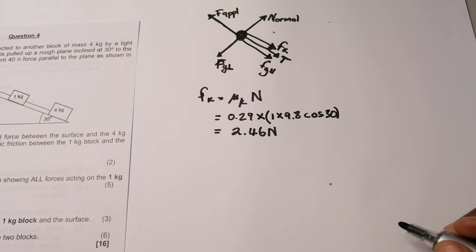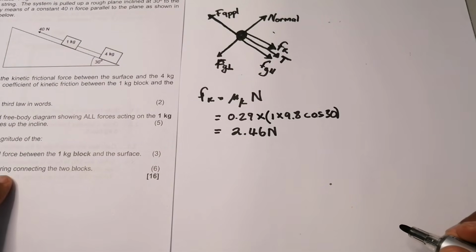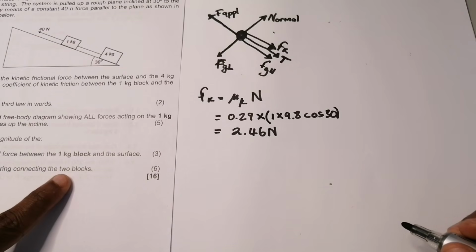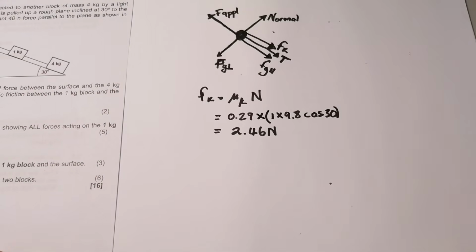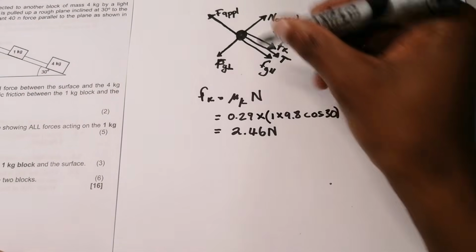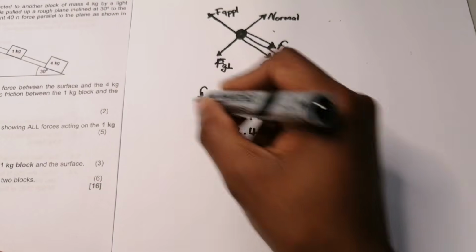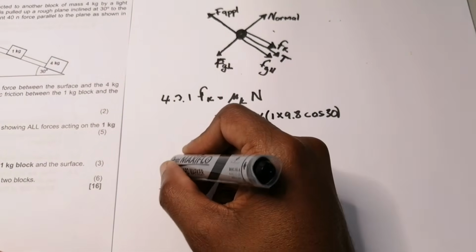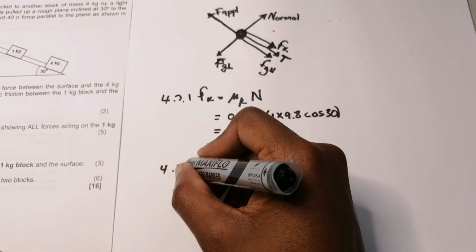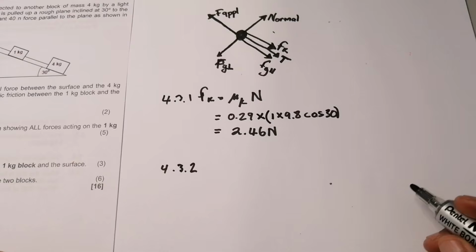Right, next question. Okay, they say now calculate the tension in the string connecting the two blocks. All right, so it's going to be quite a bit of work, but we are equal to the task, right? So now look at this. What are we going to have? Okay, so now this was 4.3.1. Okay, this is 4.3.2. All right, now let's start with the 1 kg block.